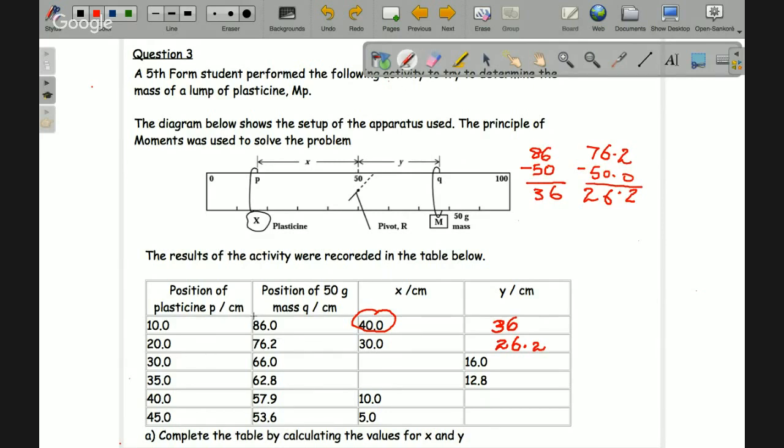If the position of P is 30, and this is 50, then the difference is 50 minus 30, right? That's 20. Okay, 20.0.